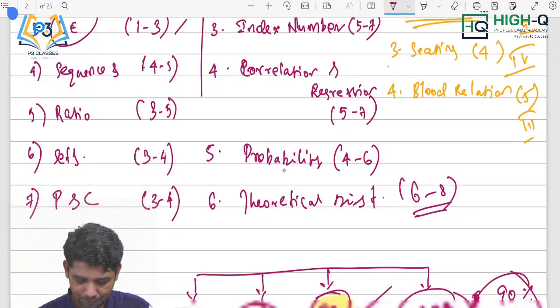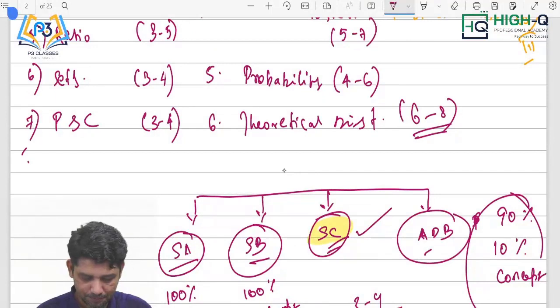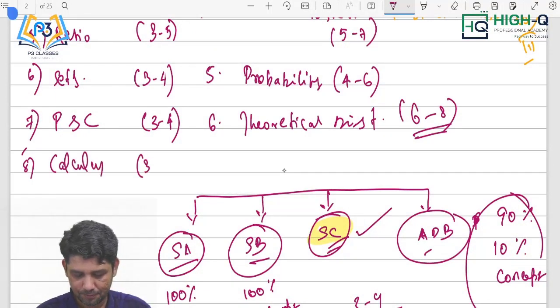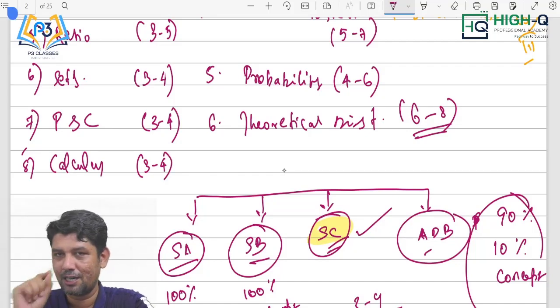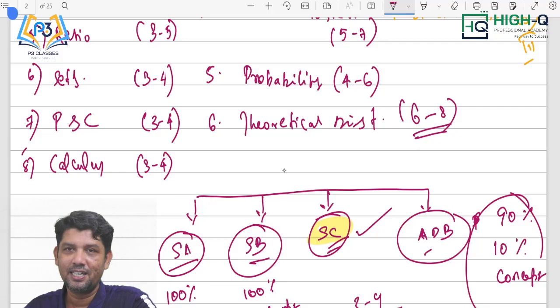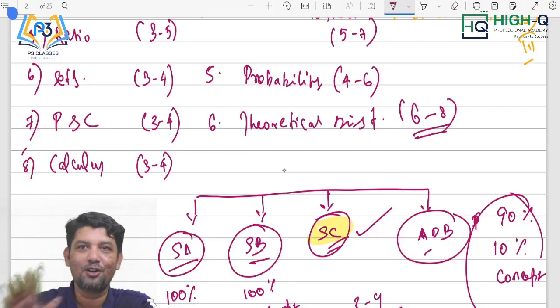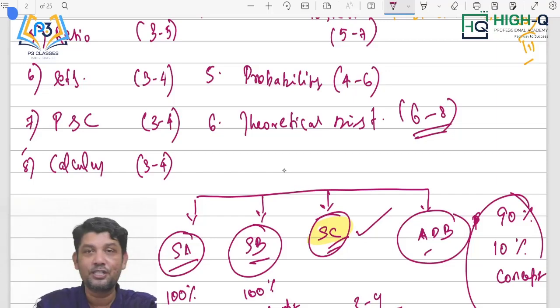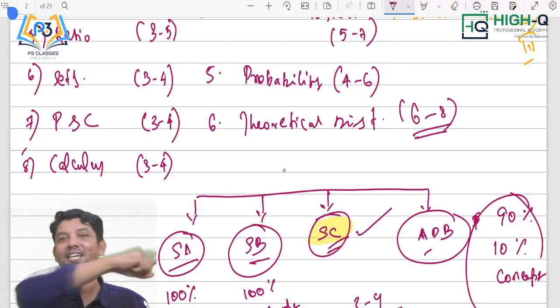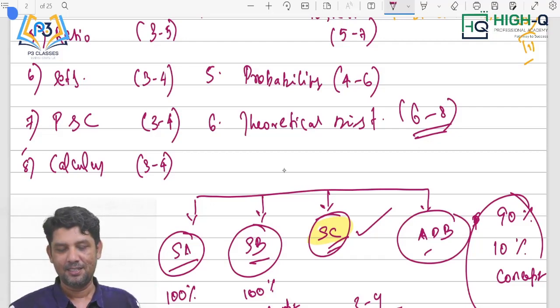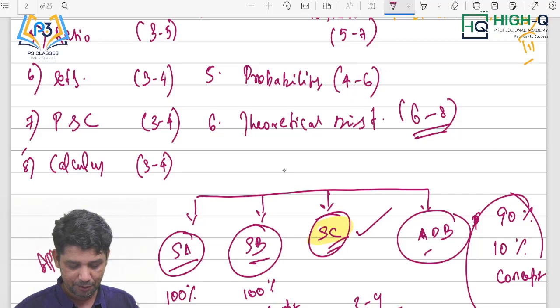Next, finally, calculus. Again, 3 to 4 marks. Remember, most of the people are not covering one question in calculus, that is differentiation. Even the institute has not covered it in the question paper, that is, in the exercise and all. But remember, every time a question is coming from that part, that is application of derivatives.